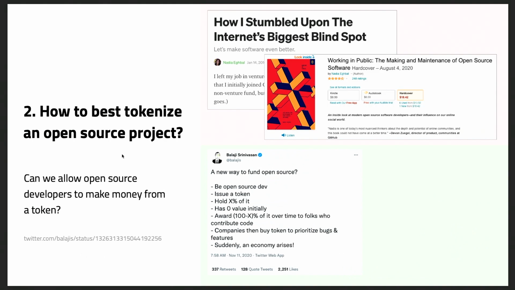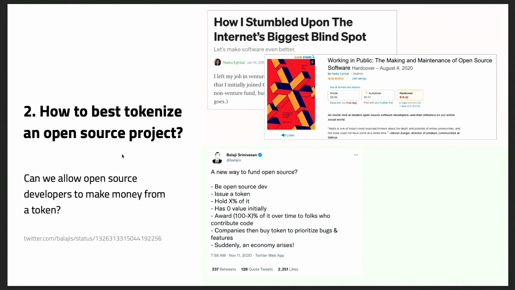Second question, how do we best tokenize an open source project? Nadia Eghbal wrote a book several years ago about how open source was really important, but it wasn't funded well enough. And a while back, I put out a tweet which said, if you're an open source developer, you could maybe issue a coin and have it be something that is awarded to folks who contribute code. And eventually it becomes something where to get bugs fixed in that repository, you can essentially buy some of that token. So if there's a Linux token or something like that, that's one concept.